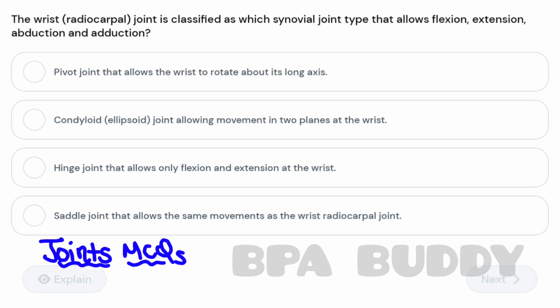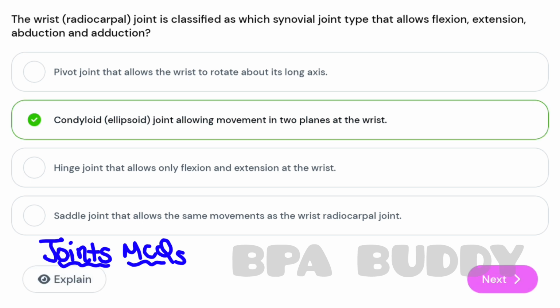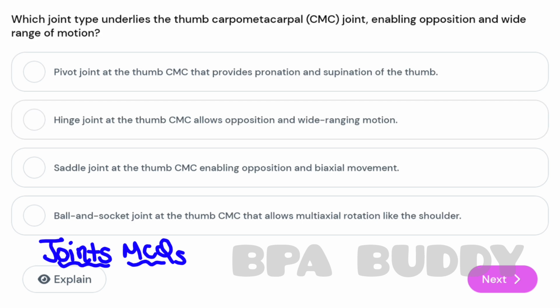The wrist radiocarpal joint is classified as which synovial joint type that allows flexion, extension, abduction and adduction? It is condyloid, allowing the movement in the two planes at the wrist. The synovial joint permits the flexion, extension and adduction movement.